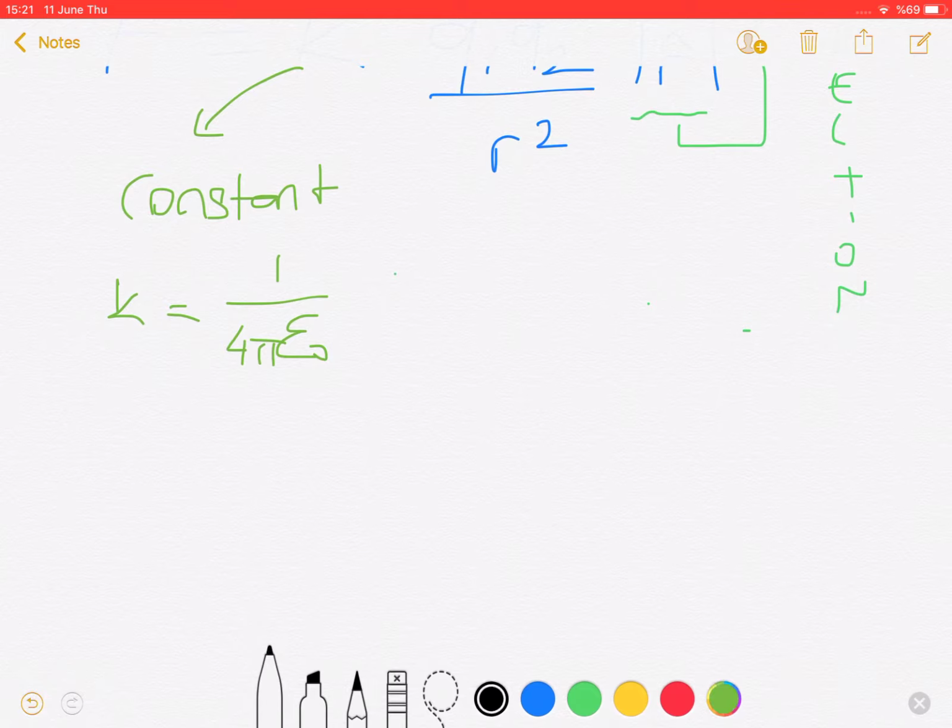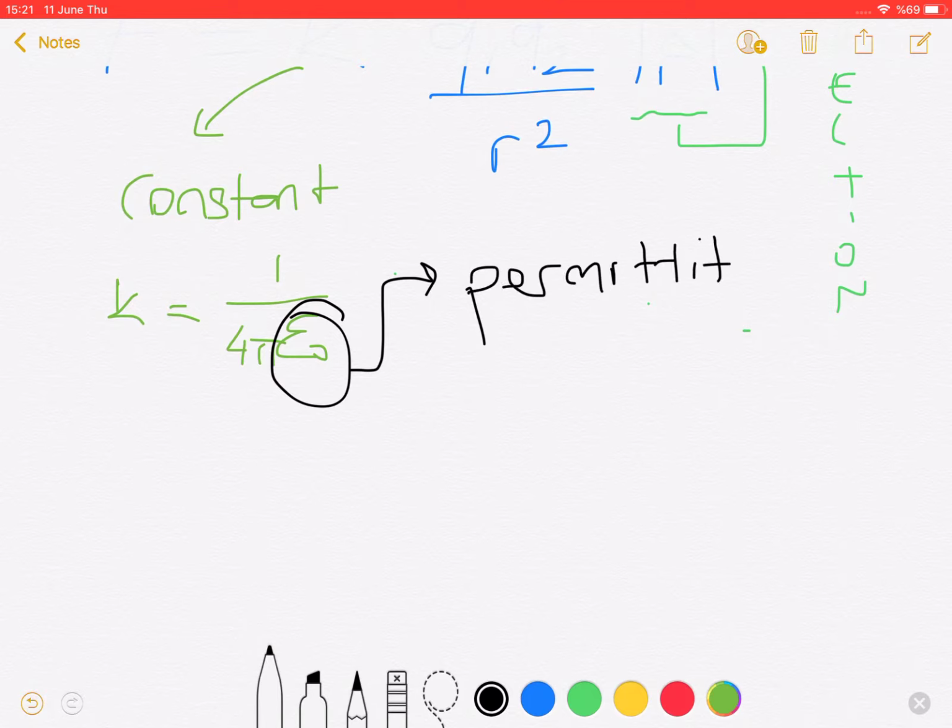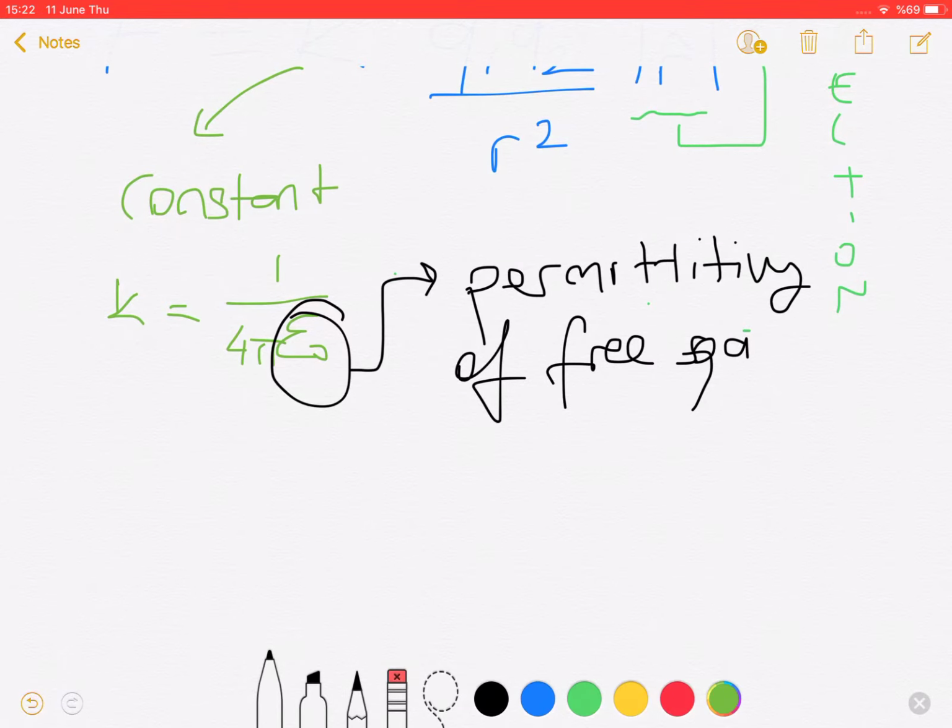Okay, we take epsilon 0. This is called the permittivity of free space, or ideal vacuum. I know this lecture is quite boring, but we have to discuss these, because some of you may not understand what I'm talking about.